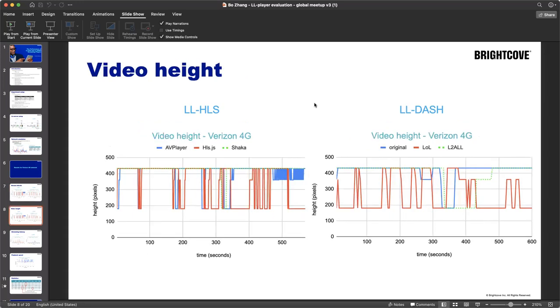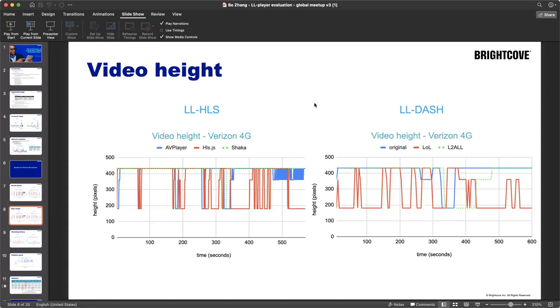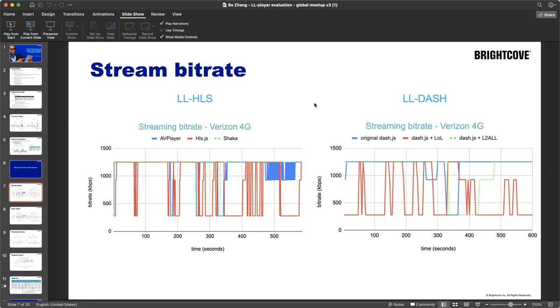Next is the video height, the video resolution. The resolution is proportional to the video bitrate, so the patterns of the plots are very similar for video height and stream bitrate.